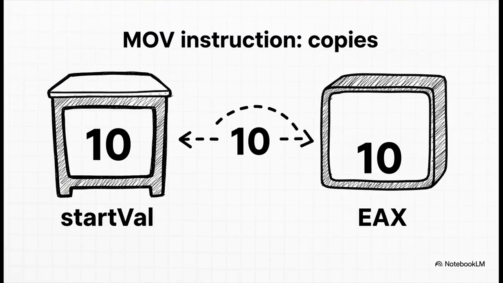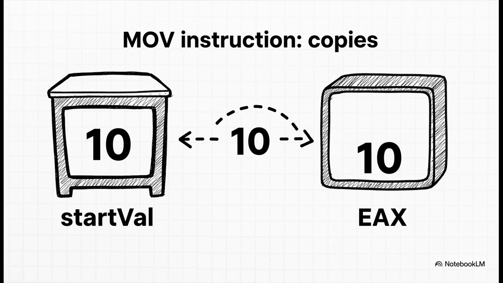Our very first instruction is MOV AX, start_val. Now, MOV is short for move, but it's a little misleading. It's really a copy command. It copies a value from a source to a destination. So here, we're copying the value that's in start_val into AX. And AX, that's just the name of one of the main mixing bowls on our CPU's countertop.